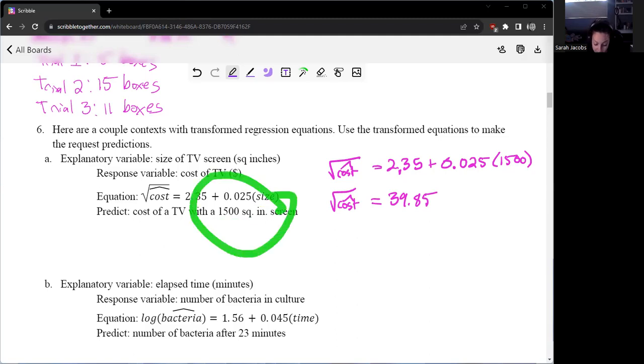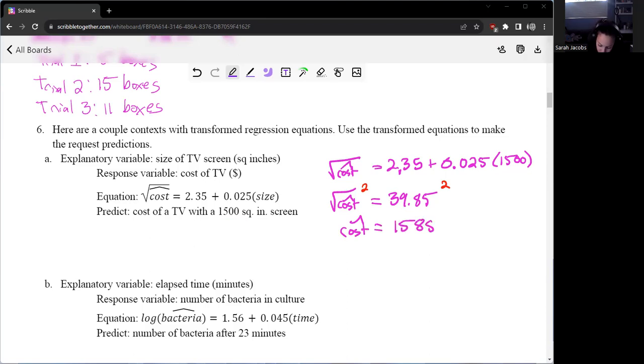Now, we're talking about the cost of a TV, so use some context. A lot of you in class square rooted both sides and got a really small number, something between 6 and 7, and thought, wait, there's something fishy about that. That's good, using the context to help you check yourself. To undo a square root, we're going to square both sides. And we'll get a much more reasonable number than 6 for the predicted cost, which is $1,588.02. It's money, makes sense to go to the cent.